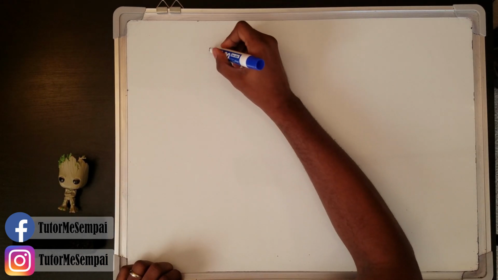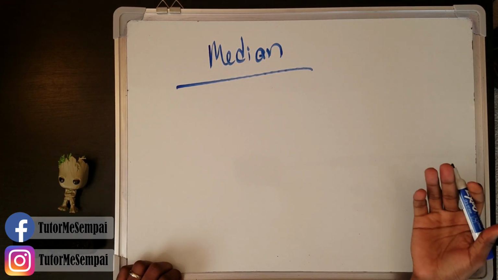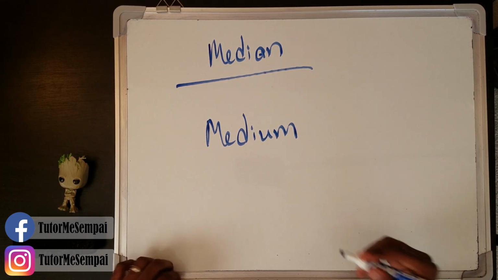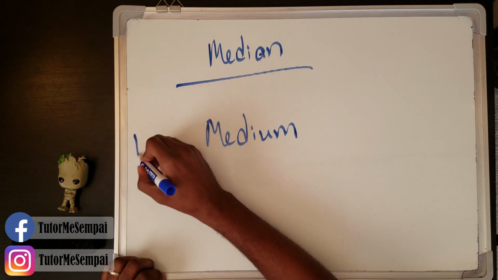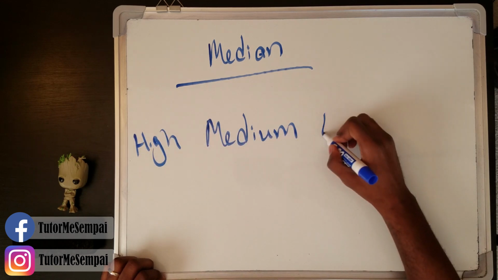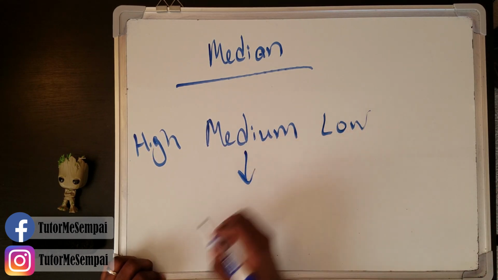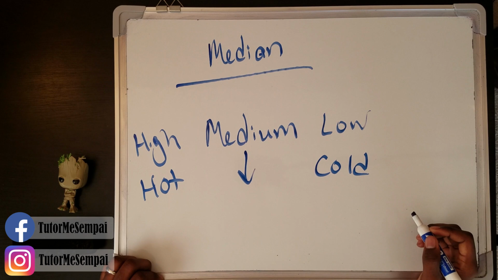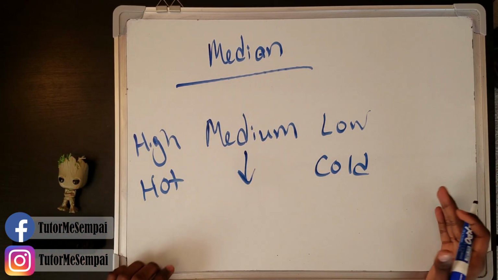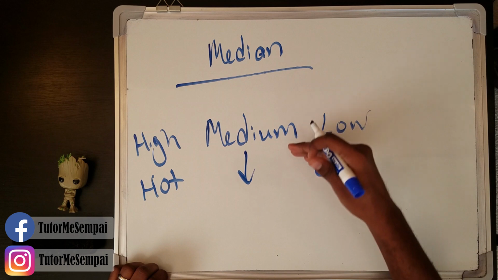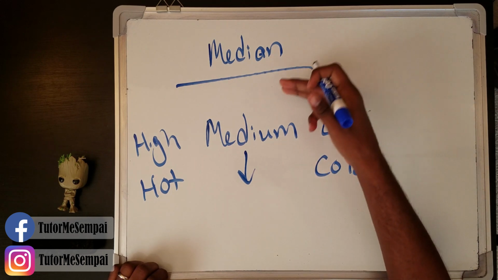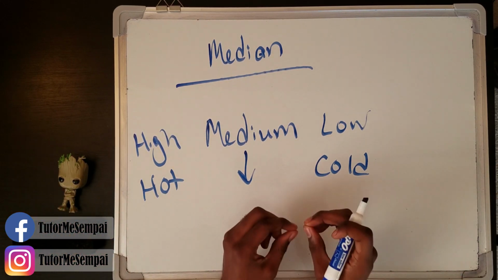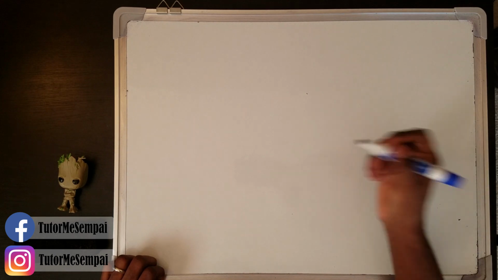How about your median? Well, median kind of sounds like medium. And medium tends to be between high and low. It tends to be between hot and cold. So you see, it's like kind of right in the middle between those two, right? So median kind of sounds like medium. So you can remember medium, and that's in your middle. Then you remember that median is going to be the middle element of your set. How about the mean?